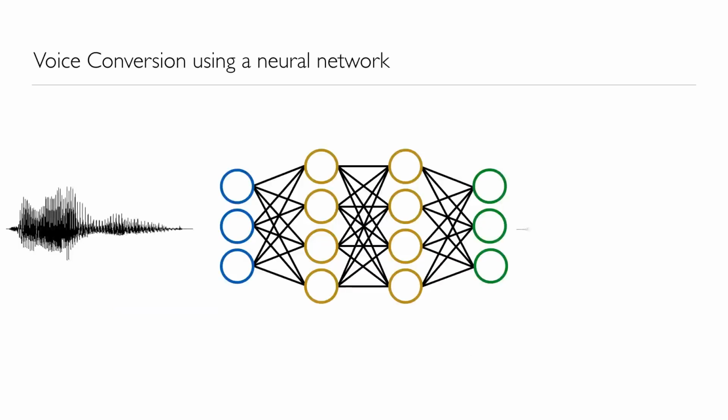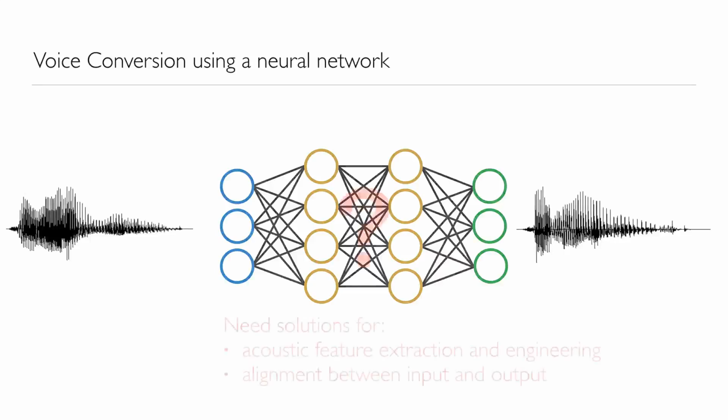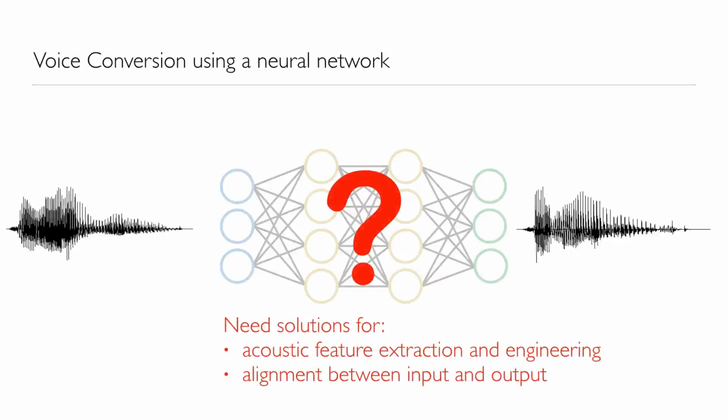So we can use a neural network to do voice conversion. The input will be the source speech signal. The output will be the target speech signal. The difference between voice conversion and the parametric synthesis we talked about in part 2 is only the input data. The input data here is the speech signal, not the linguistic features. So we still need some solutions for the acoustic feature engineering and also to align the input and output features.